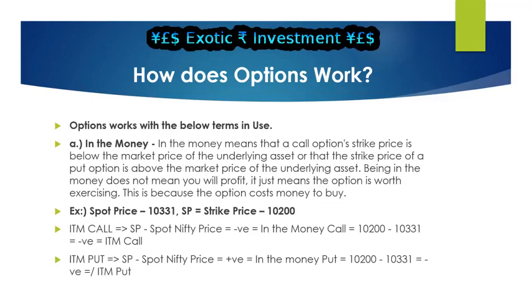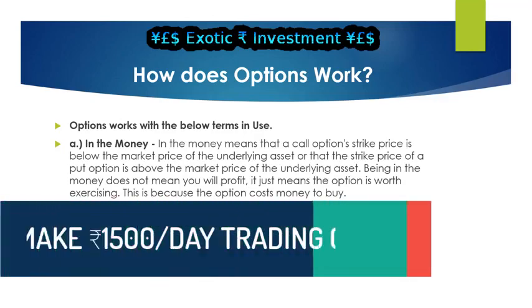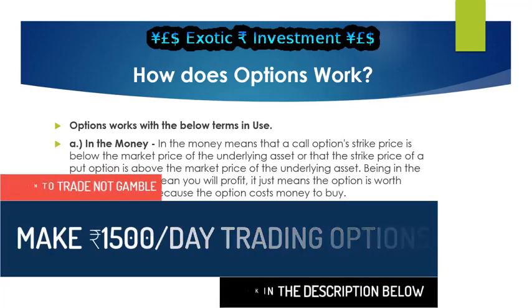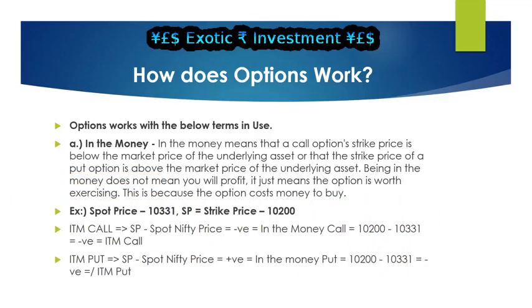This is because option costs money to buy. For example, if it is in the money call or in the money put, if it is worth 150 rupees in premium, you have to have 150 multiplied by 75 to buy that particular Nifty options call or a put. So that's the value of money you need to have in your account to trade with this.